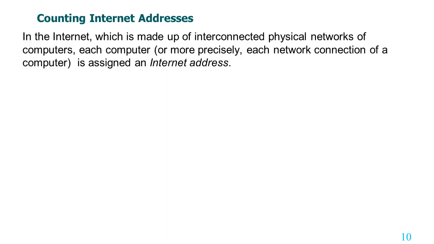There is an application for counting internet addresses. It uses both the sum and product rules. Suppose that the internet is made up of interconnected physical networks of computers, and each computer is assigned an internet address. We can use two types of internet address, for example IPv4 or IPv6. IPv4 is a 32-bit internet address. We will use IPv4 internet addresses only.